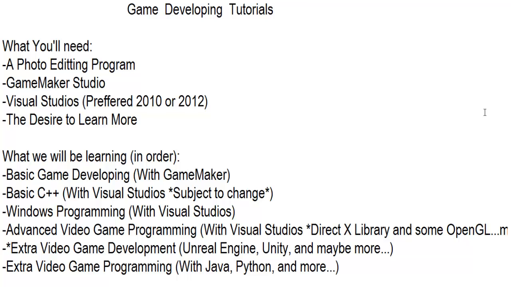And then we have extra video game programming with Java and Python and more. We're probably just gonna stick with Java and/or Python, but I'm thinking about learning more languages anyway, so that I can teach everything, and that'll be pretty cool. And I can know everything, so that when I want a job, I can say I know everything. Well, no, you can't say that because they'll be like, what? But yeah, the extra video game programming with Java and stuff like that.